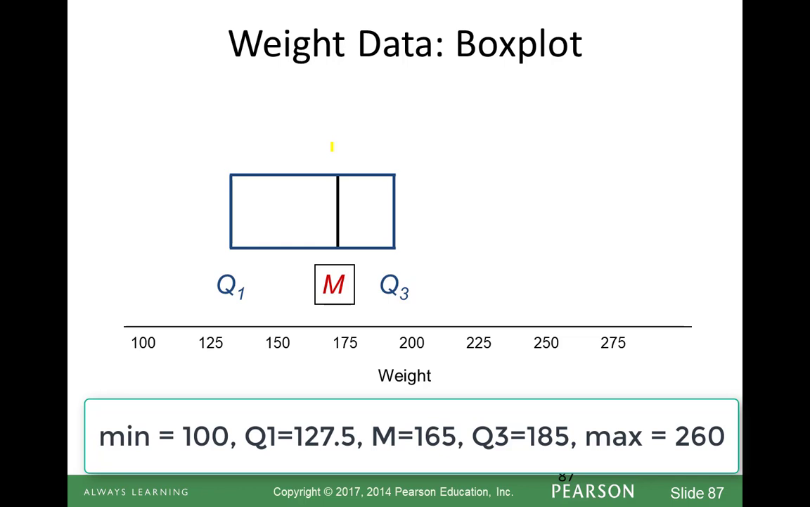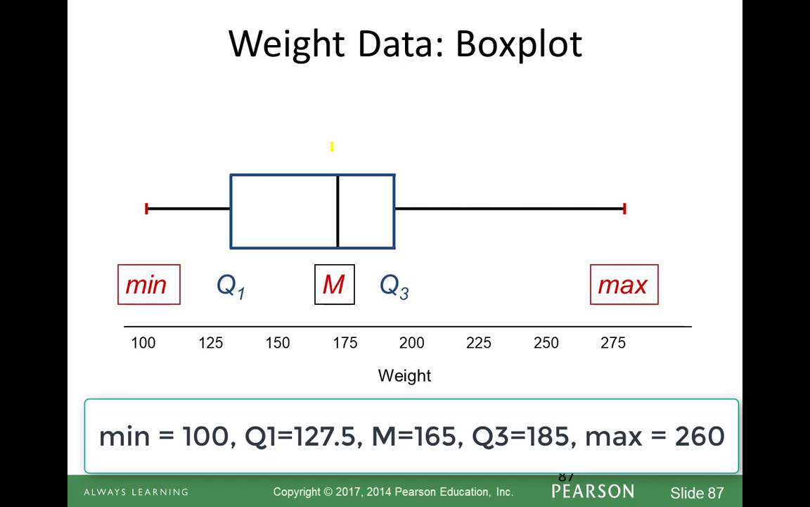Now what we do is we put the whiskers on the box plot. Sometimes these are called box and whisker plots. So we put our minimum, which was 100, and we put a little tick there, and then we draw a line. We take our maximum, which was about 280, and we draw a tick there, and then we draw a line. So there is our box and whisker plot for that weight data. That's how you go through and do your box and whisker plot.